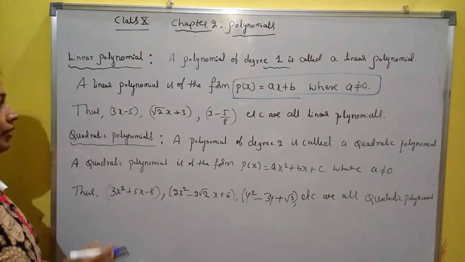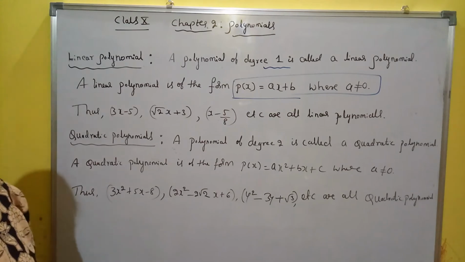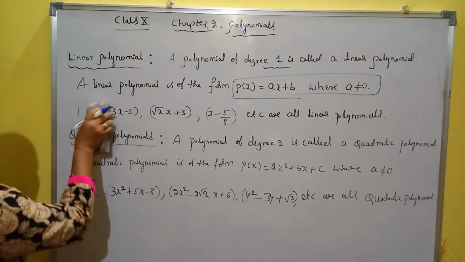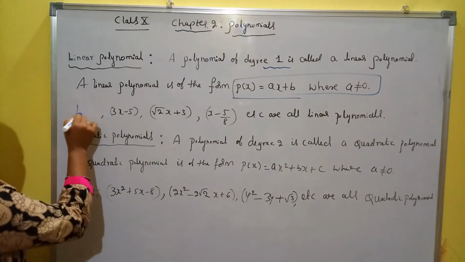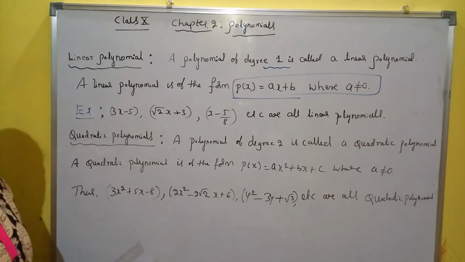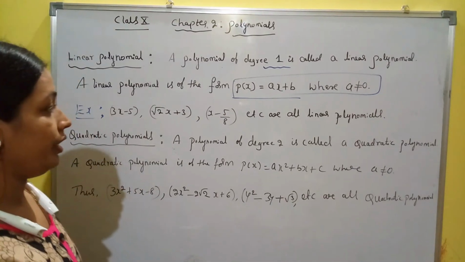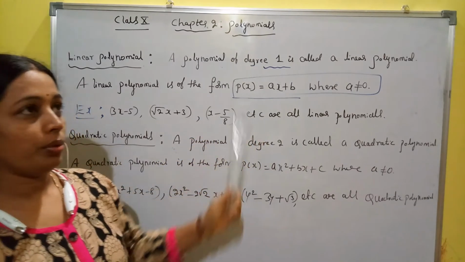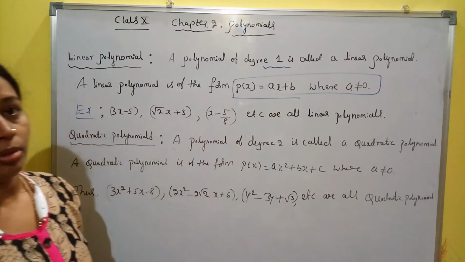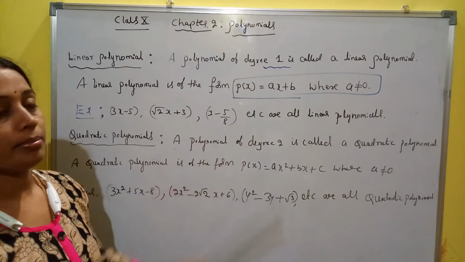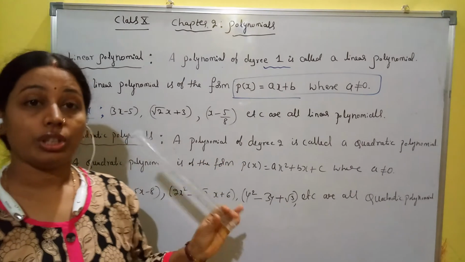And the next thing, examples: 3x minus 5, root 2x plus 3, x minus 5. They are all examples of linear polynomials. A polynomial of degree 1 is called a linear polynomial, and the general form of the linear polynomial is p of x is equal to ax plus b, where a does not equal 0.